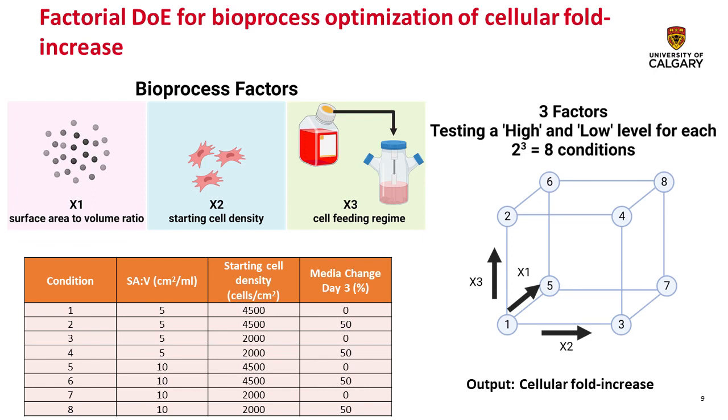The bioprocess factors chosen were the surface area to volume ratio, or the microcarrier density, the starting cell density, as well as the cell feeding regime. Each of these were tested at a high and a low level, resulting in 8 total conditions. Then our output was cellular fold increase in order to standardize for the varying number of initial cells in each of these reactor conditions.